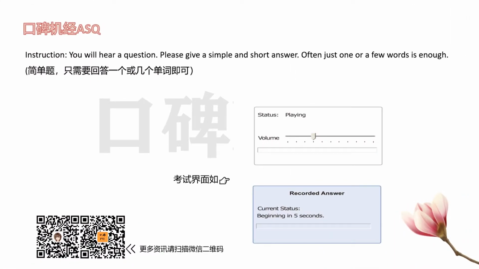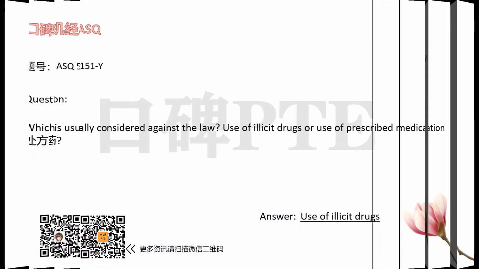Which is usually considered against the law? Use of illicit drugs or use of prescribed medication?